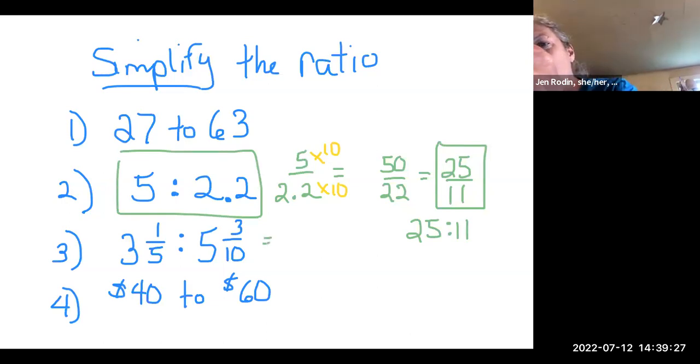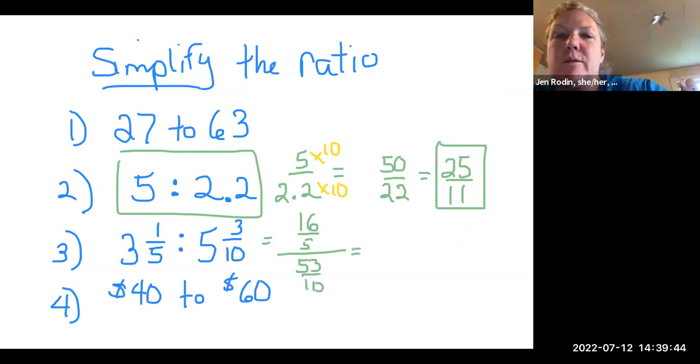I changed them to top heavy improper fractions. So there's 3 1/5. And here's 5 3/10. And then that's what I called before a complex fraction. So take the reciprocal of the bottom fraction and multiply. Now I'll pause it for a couple minutes in case people are wanting to do those before I show the answer.